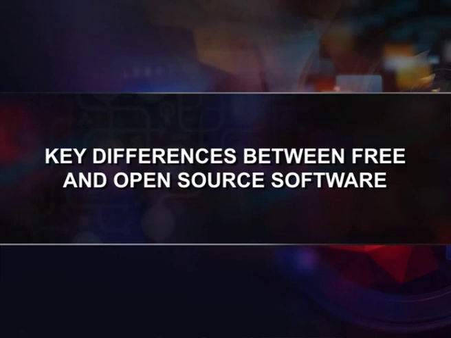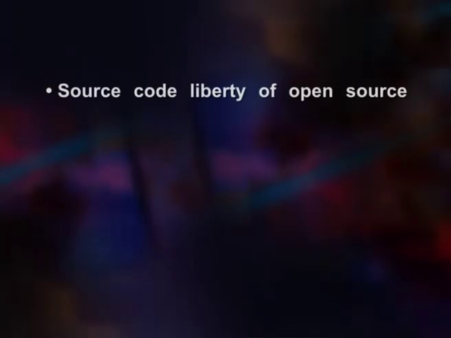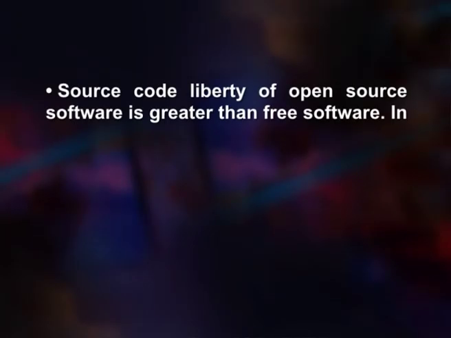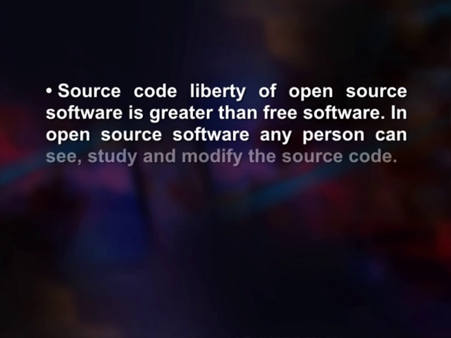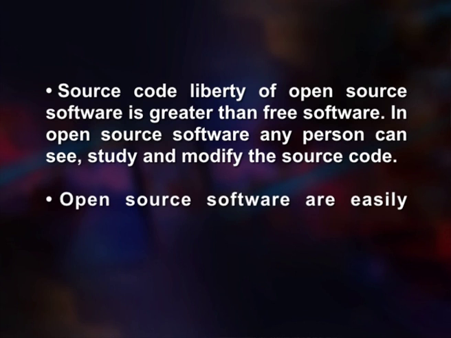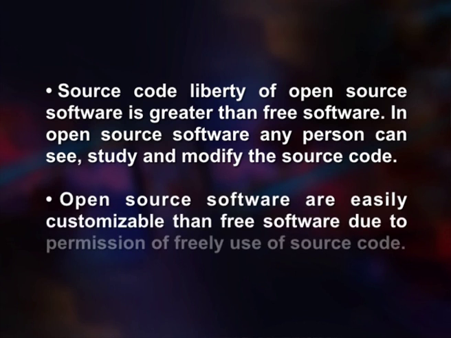Key difference between free and open source software. We can list out the major differences between the free and open source software as follows. Source code liberty of open source software is greater than free software. In open source software, any person can see, study and modify the source code. Open source software is more easily customizable than free software due to the permission to freely use the source code.